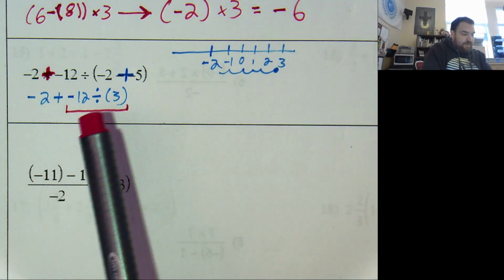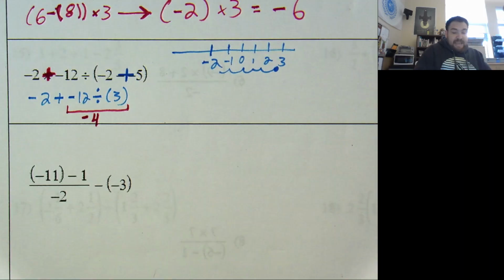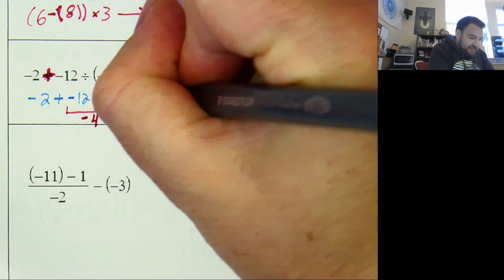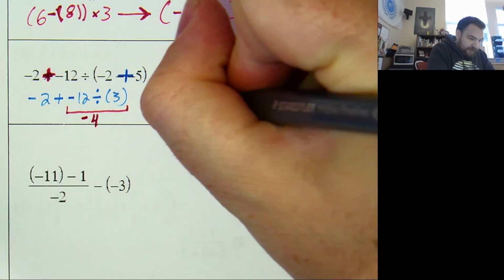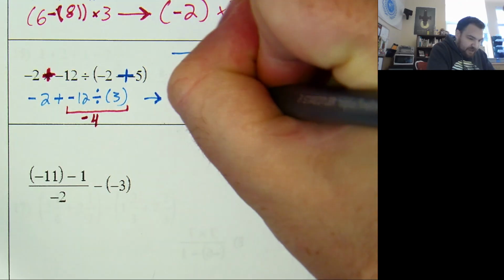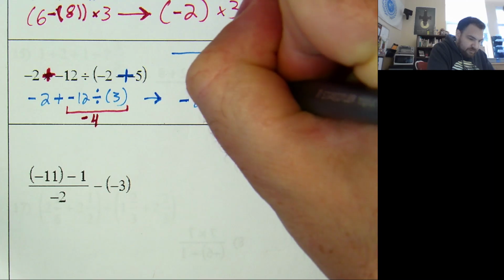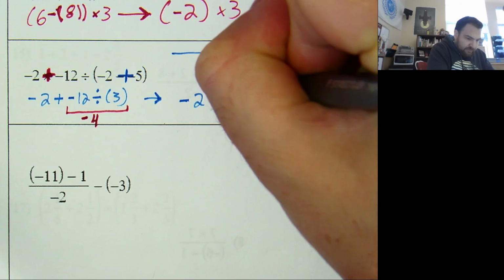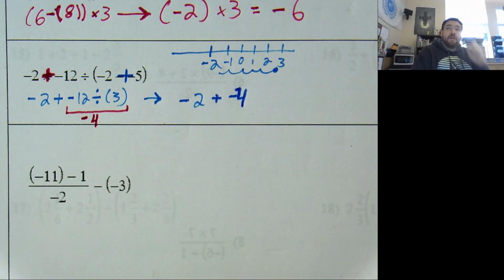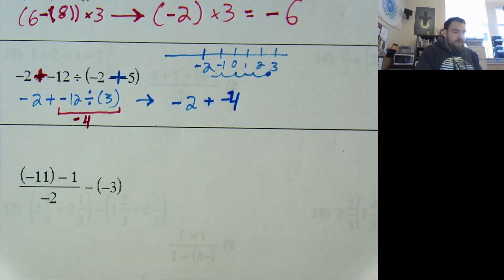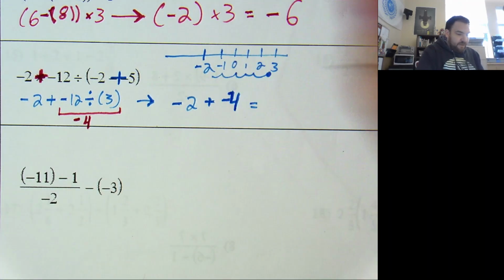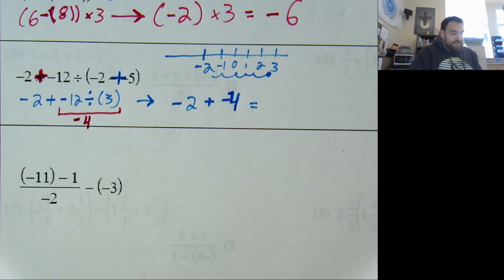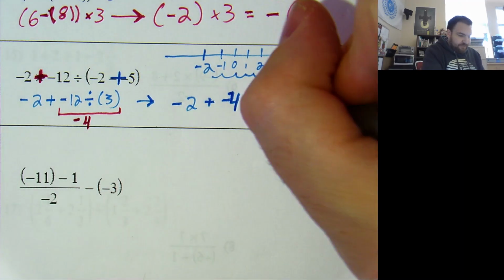So the negative 12 divided by 3 is negative 4. And now I can rewrite this. This is going to become negative 2 plus negative 4. And now I've only got one step left. What's negative 2 plus negative 4? Negative 6, and we're done.